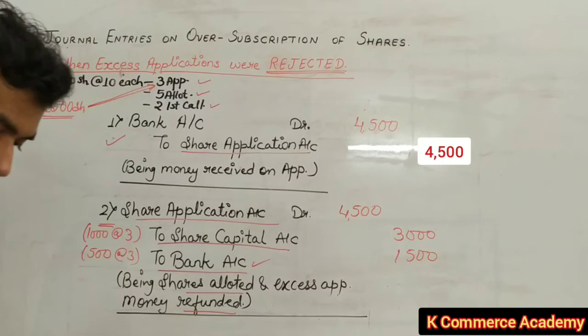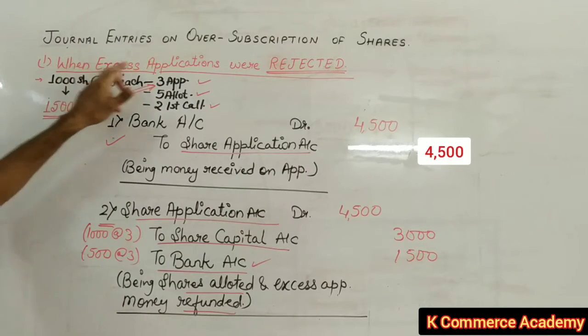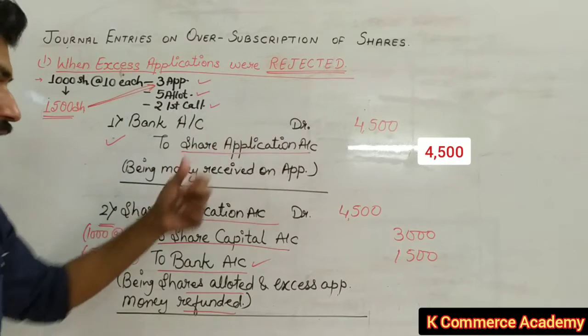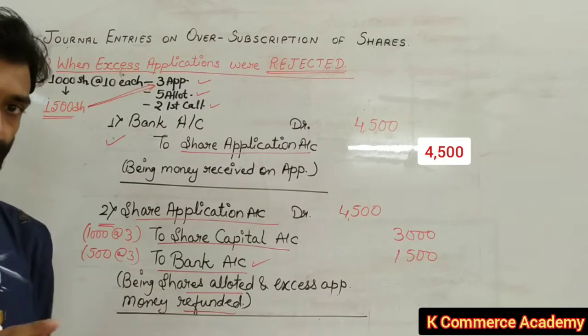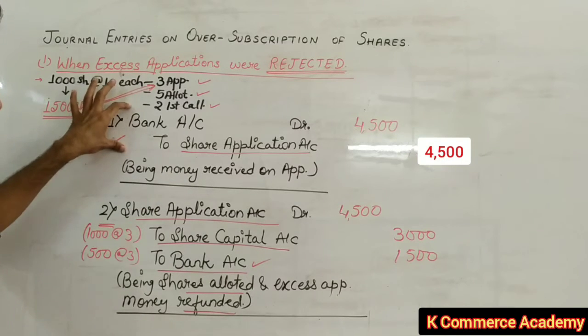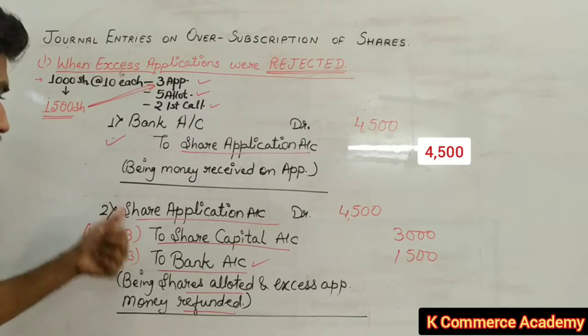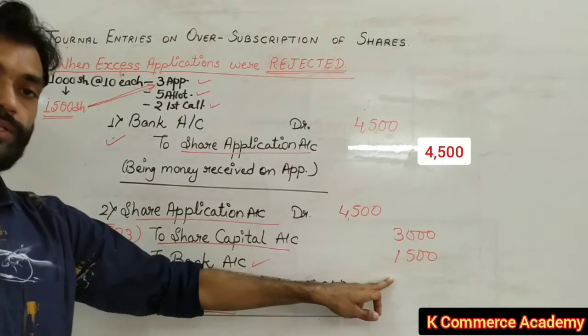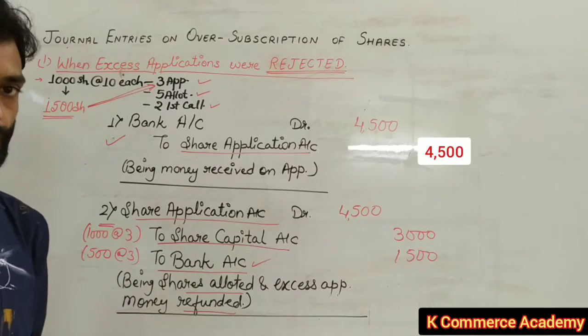So these will be the journal entries in the first situation, where the excess applications have been rejected and the excess application money has been refunded. In the first journal entry we mention the total amount received, and in the second journal entry we refund the excess amount to the applicants whose applications have been rejected.